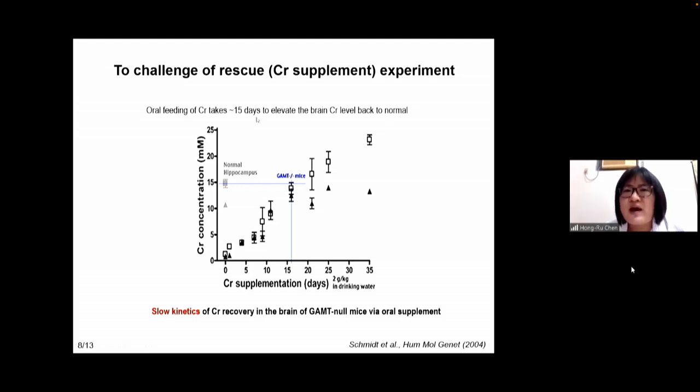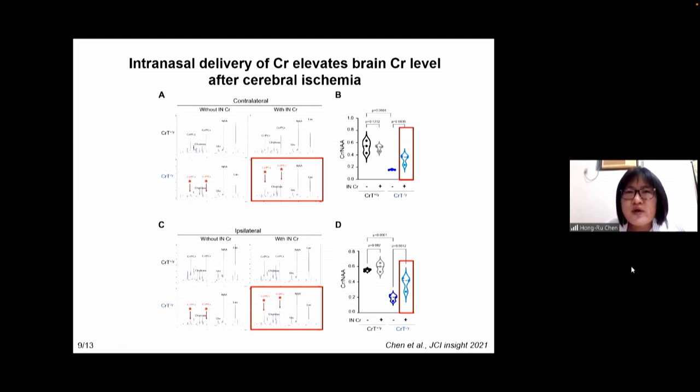Also, according to previous study, we already know that oral feeding of creatine probably takes 15 days to elevate the brain creatine levels back to normal. So this is a slow kinetic of creatine recovery in the brain, seen when we use the GAMT neuromice to see the brain creatine level increase via oral supplement. So to overcome these issues, we conduct intranasal creatine delivery, because intranasal delivery can bypass the blood-brain barrier, so it can quickly get into the brain.